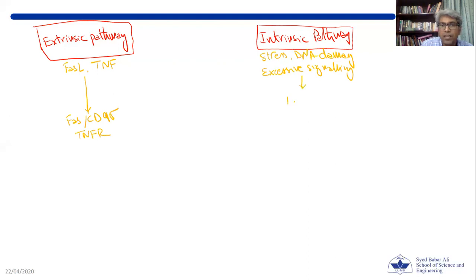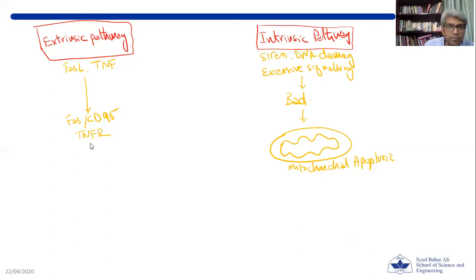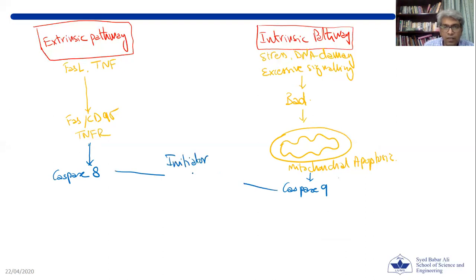And then the intrinsic pathway activates proteins like BAX. For example, BAD we studied, or BAX, which activate mitochondrial apoptosis. That's why the intrinsic pathway is also called the mitochondrial pathway. So your extrinsic pathway can activate an enzyme called caspase 8. Your intrinsic pathway activates an enzyme called caspase 9 through a complex called the apoptosome. We'll discuss that later. So both of these are initiator caspases.